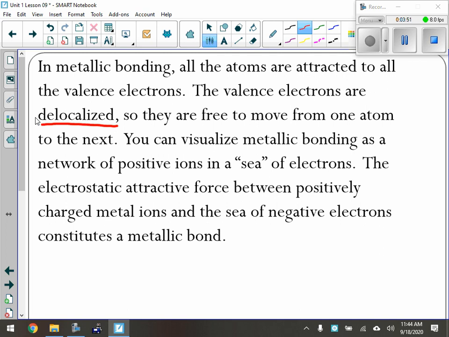You can visualize metallic bonding as a network of positive ions in a sea of electrons. So positive ions and a lot of negative electrons, okay, and we'll show you what that looks like right away here. The electrostatic attractive force is a fancy way of saying what? Electrostatic attractive force, what does that really mean? Positive ions, negative electrons, what do you think?